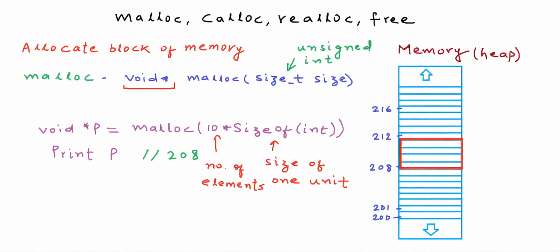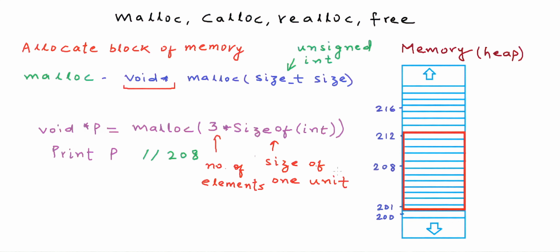Let's say we want to have space for 3 integers. I have picked 3 so that I have enough space to allocate memory in the figure that I'm showing here. Let's say this block of 12 bytes is allocated because sizeof integer is typically 4 bytes. So this starting address would be 201.